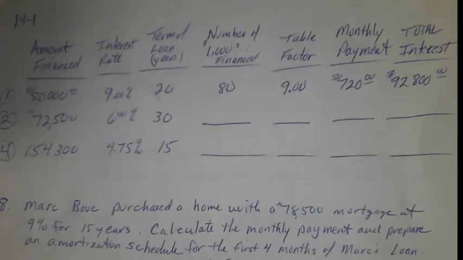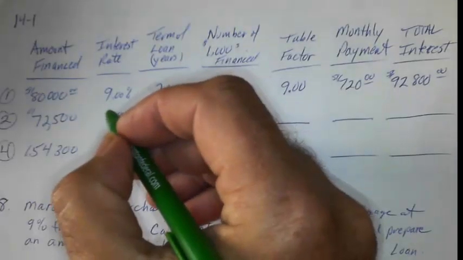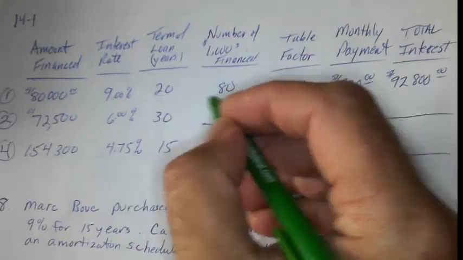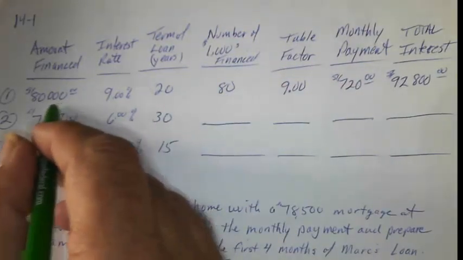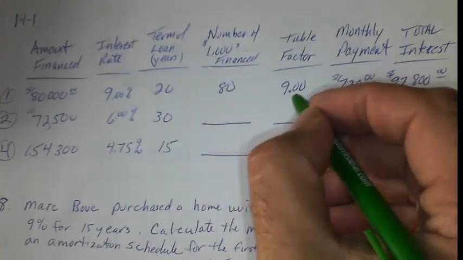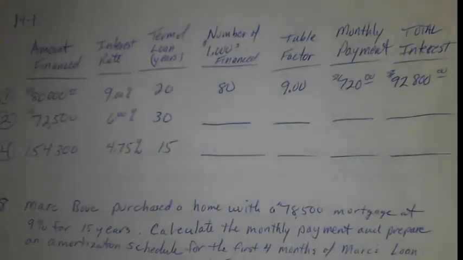We have the amount financed, number one is $80,000. We have 9% interest, the term is 20 years. The number of thousands financed, remember we're just simply taking the amount financed dividing by 1,000. And then the table factor. So let's take a look at that, because the table factor is an interesting piece of information.